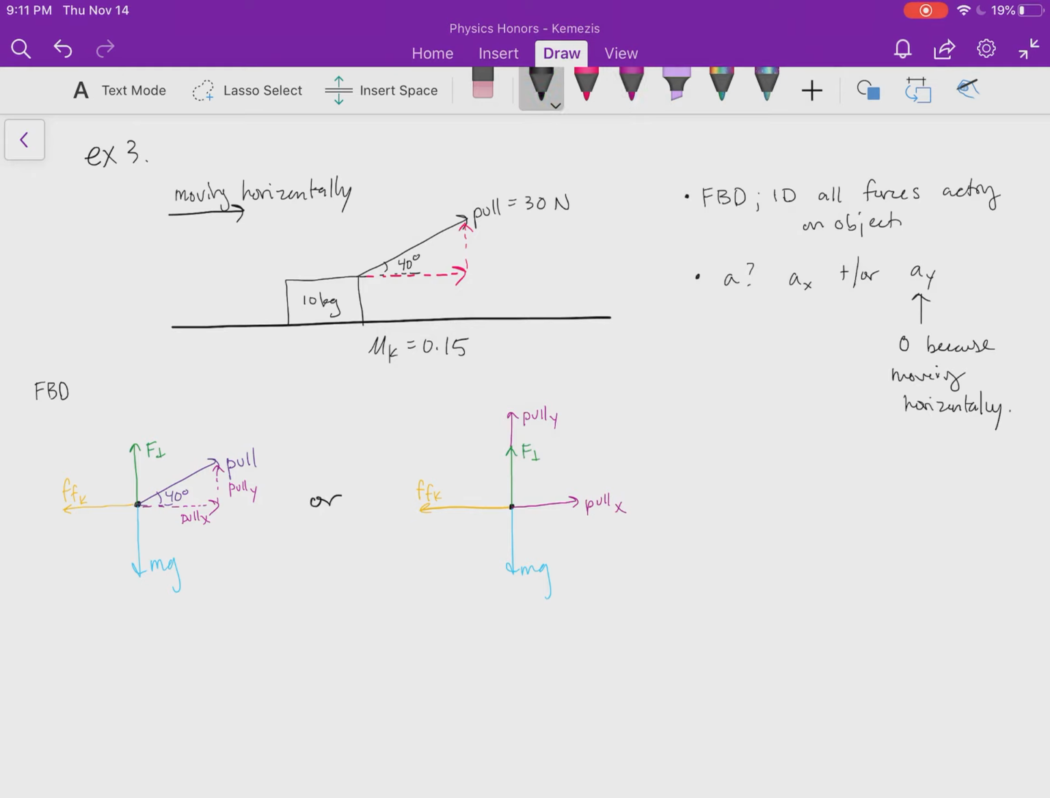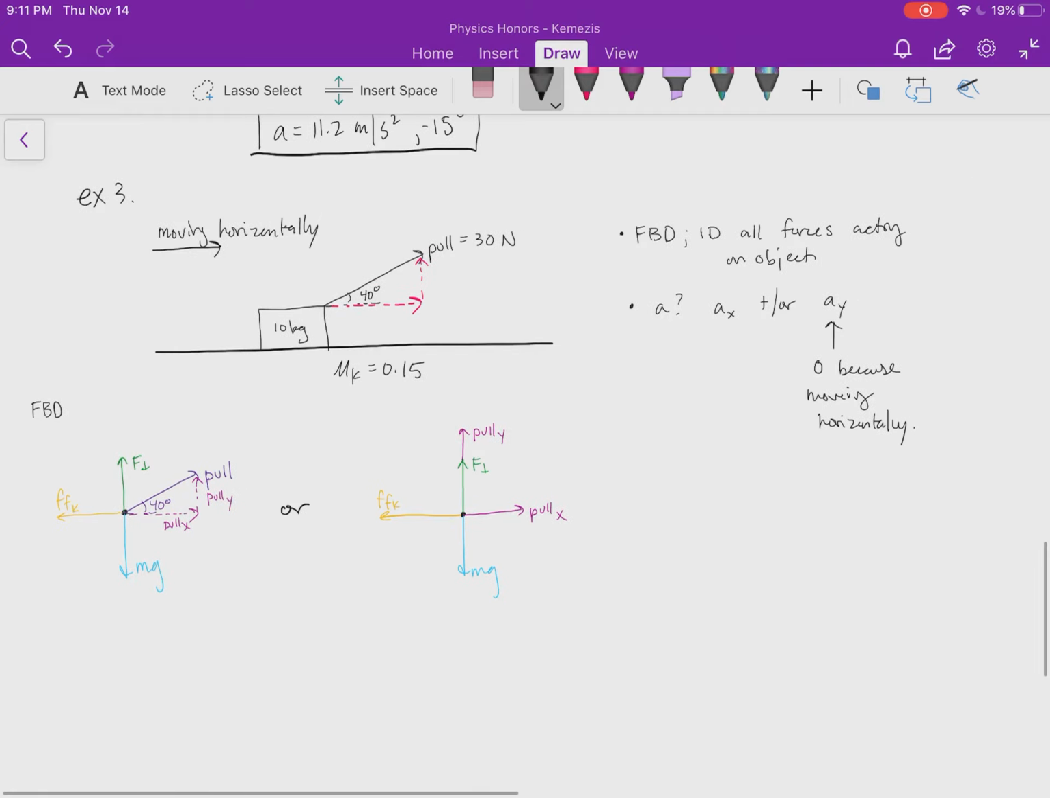So doing the free body diagram the second way really tells us how many forces we have acting in the y direction. Now the pull has a value of 30 newtons, but the pull y and the pull x will not be 30. It can't be 30.